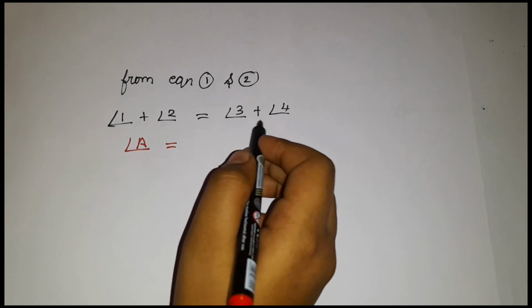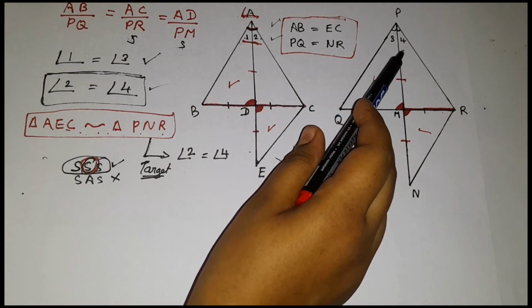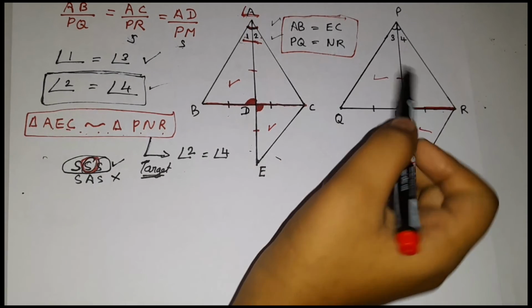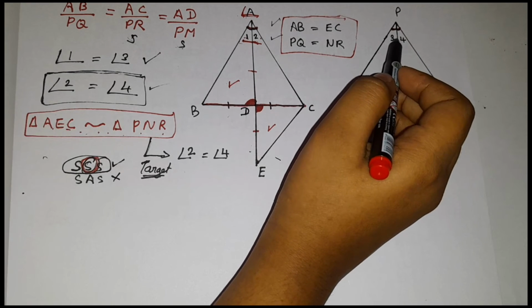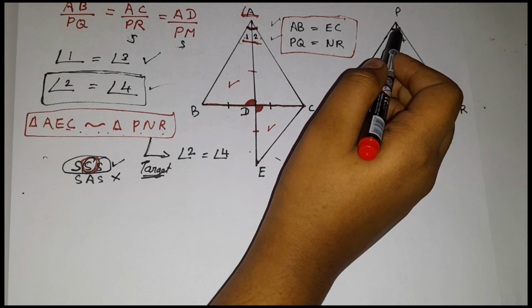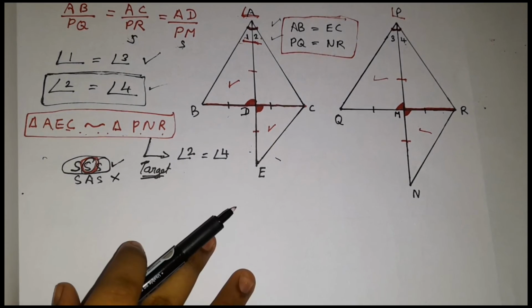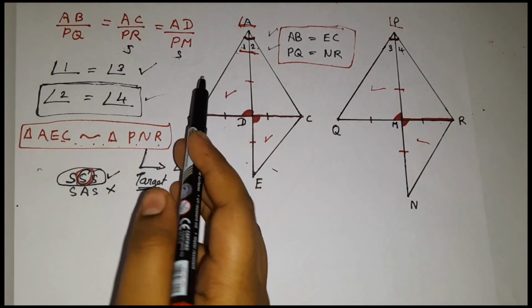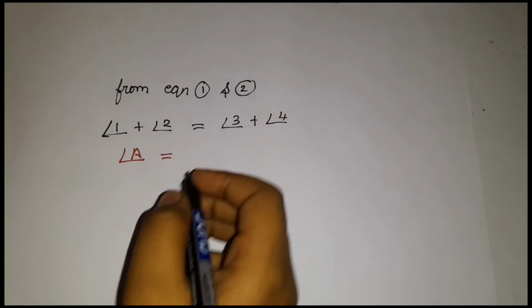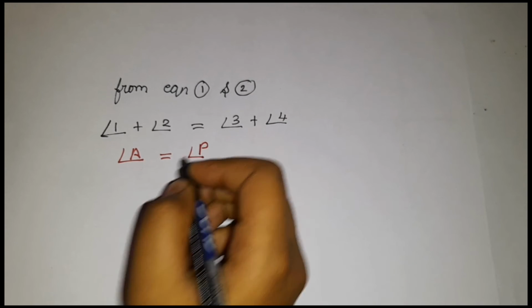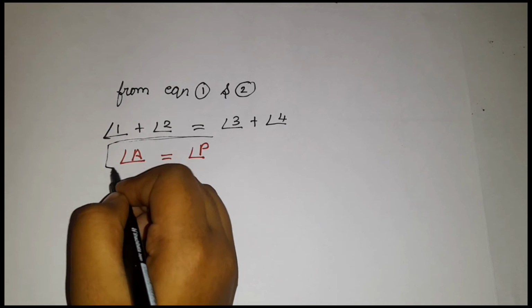So what if I add angle 3 plus angle 4? Same condition. We have angle 3 and angle 4. When I add angle 3 and angle 4, I get the whole angle. Just because of the median, it was divided as angle 3 and angle 4. So when I add angle 3 plus angle 4, I get angle P. Now it is visible, right? So finally I got angle A is equal to angle P.